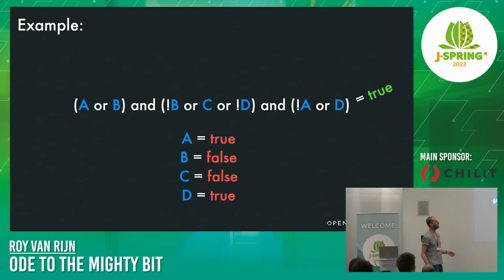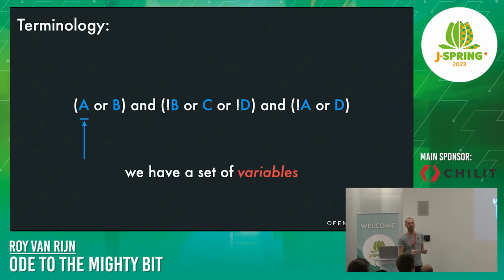But luckily, the computer knows. Actually, yeah, we can. There are multiple solutions here, but if we have A is true, B is false, C is false, and D is true, this entire thing is true. That's the whole concept of a SAT solver. So you have some statement, can we make this thing true? How can we use this? First, some terminology.